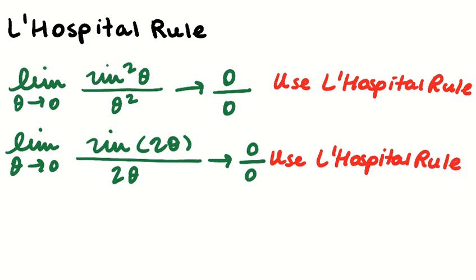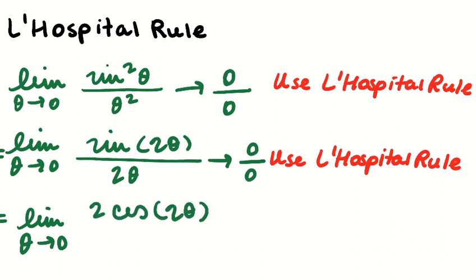I probably should have said that that's equal to that limit, and then this is equal to the limit as theta goes towards 0. I'm just going to do the same thing again. I take the derivative of the top, that's 2 cosine of 2 theta. Don't forget the chain rule. Derivative of the bottom, and I plug in 0, and I get cosine of 0 is 1. So this is 2 over 2. And that is a valid limit. We're happy.